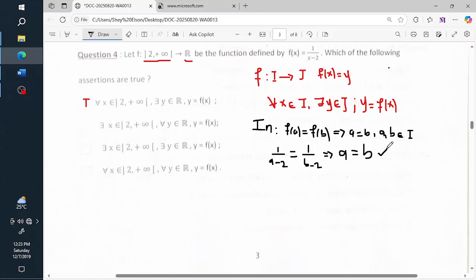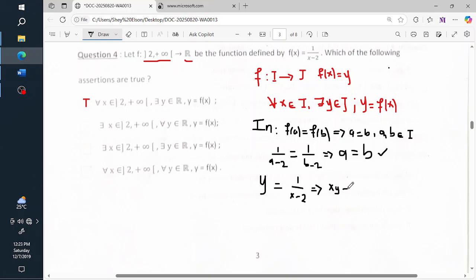Now let's verify if it is surjective. For it to be surjective, we just need to look for the inverse, and then we show that the range of the function is equal to the codomain, and the range is the domain of the inverse. Is it okay? So we are going to let y be equal to f of x. So y is equal to 1 over x minus 2. Then we make x the subject of the formula to be able to get the inverse.